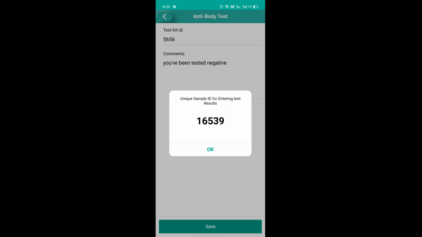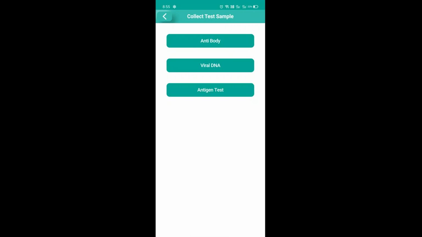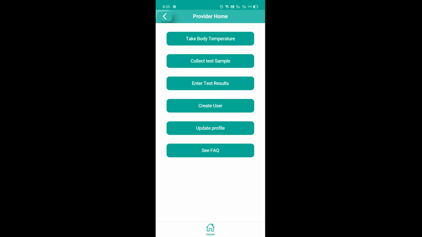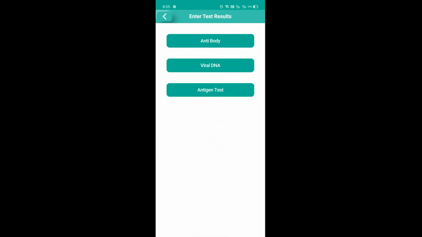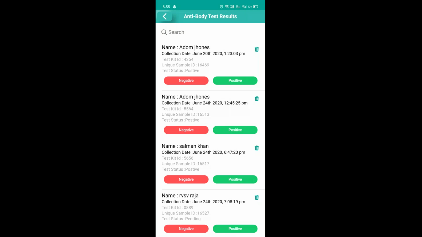So we also give you a unique ID from our end. You might have a unique ID on the test kit, and then we provide a unique ID which the provider can go back and enter into the system from their end. So this is our unique ID. If you want to go back and enter test results, the results come back after 2 hours or after some time.